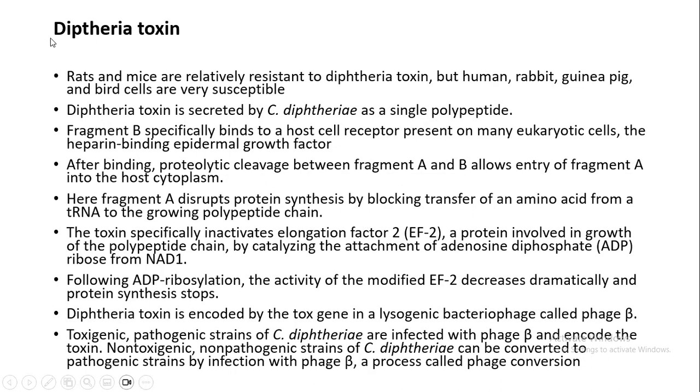Let us discuss an example, the diphtheria toxin, which is an example of an AB type of toxin. Rats and mice are relatively resistant to diphtheria toxin. However, it shows its toxic effect in humans, rabbits, guinea pigs, and birds. It is secreted by the organism Corynebacterium diphtheriae. As discussed, the B fragment will bind to the host cell surface receptor and will allow entry of the A subunit inside the cytosol.